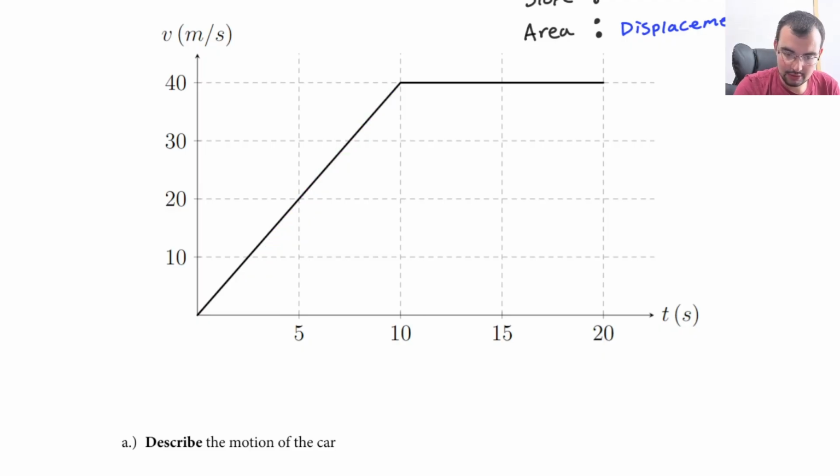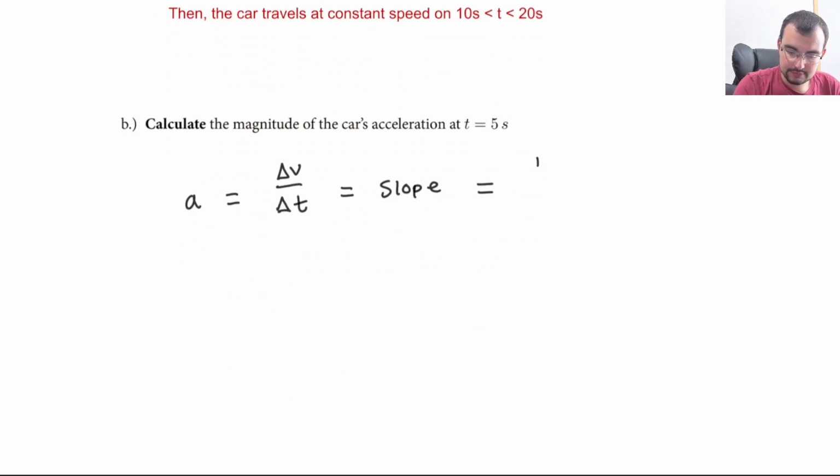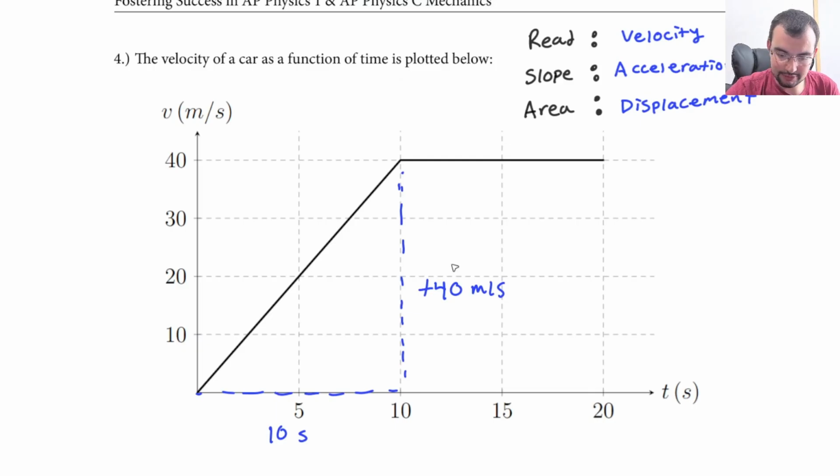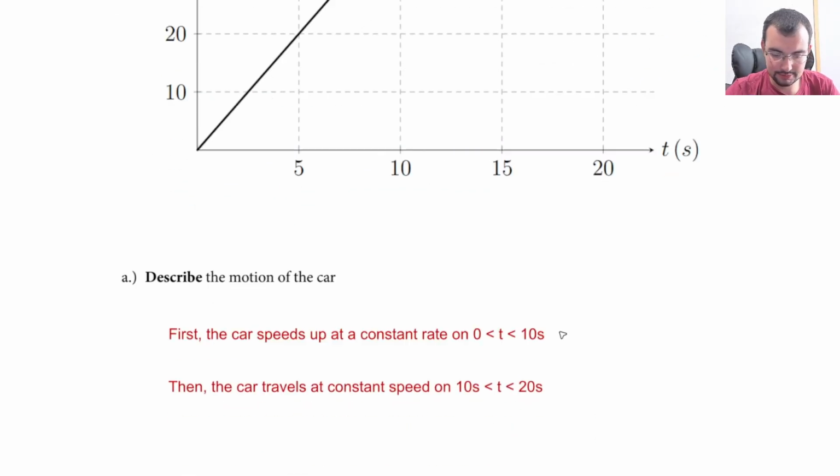So we can just rise over run this. The velocity goes up by positive 40 in a time interval of 10 seconds. So our acceleration would just be 4 meters per second squared, representing it as that second rate of change. Clear that for when we need to analyze it later.